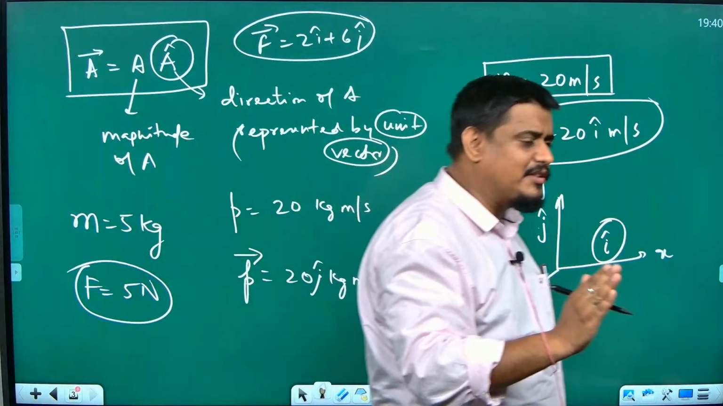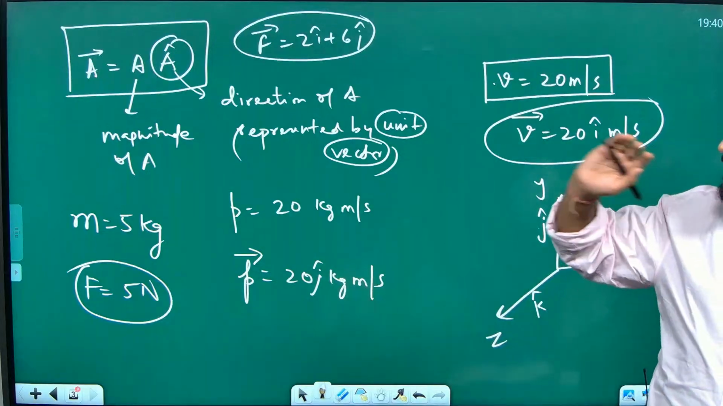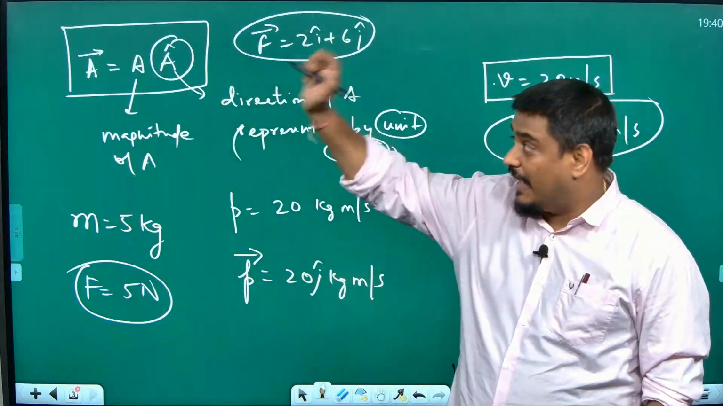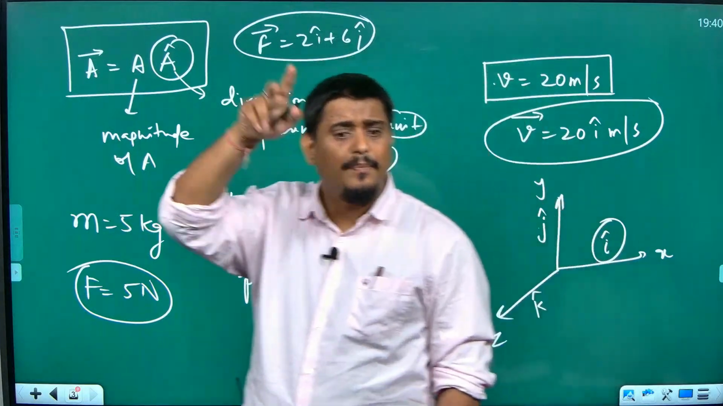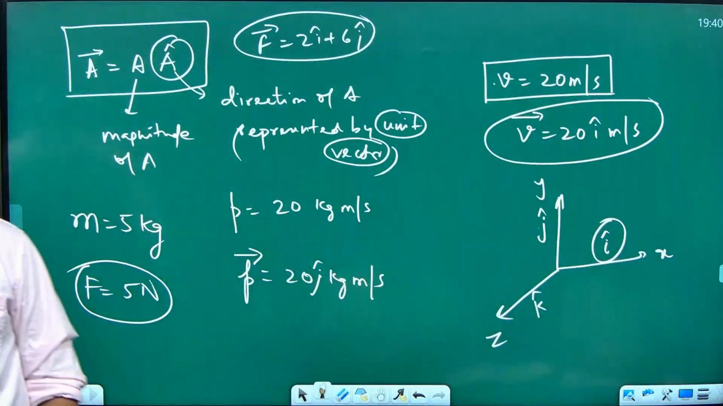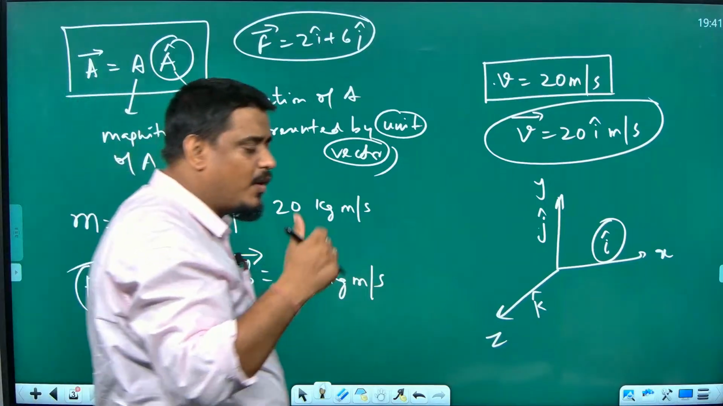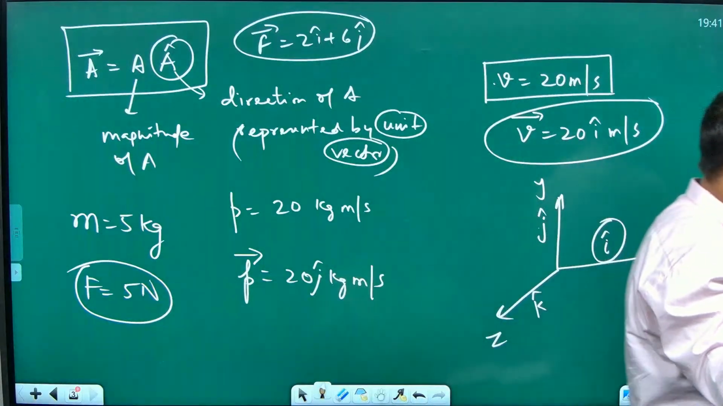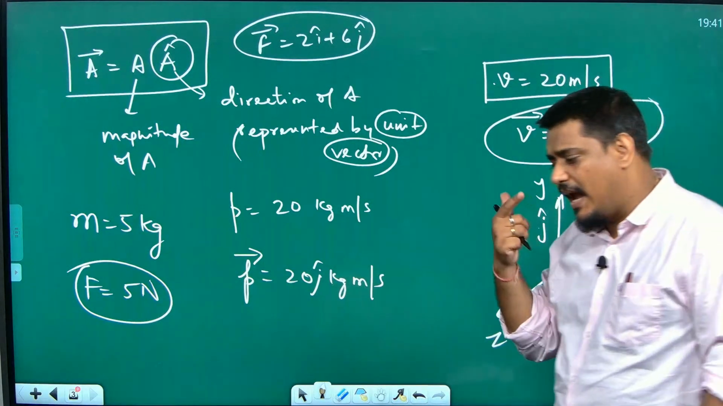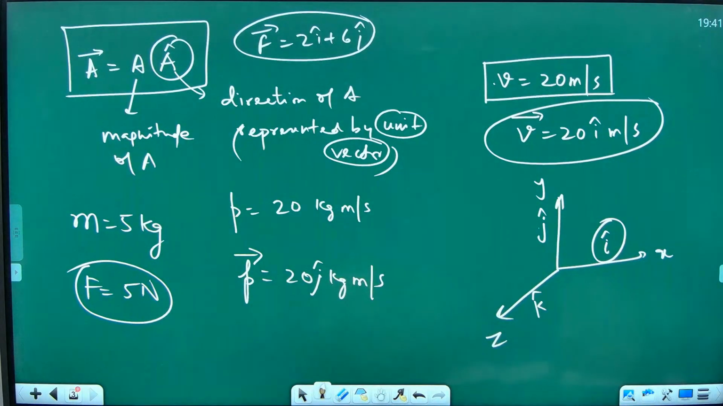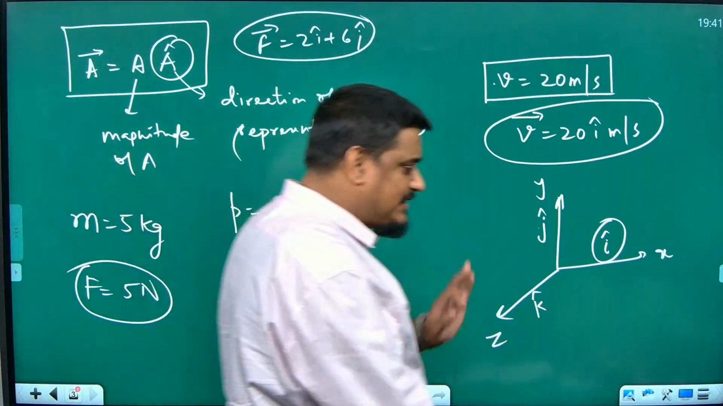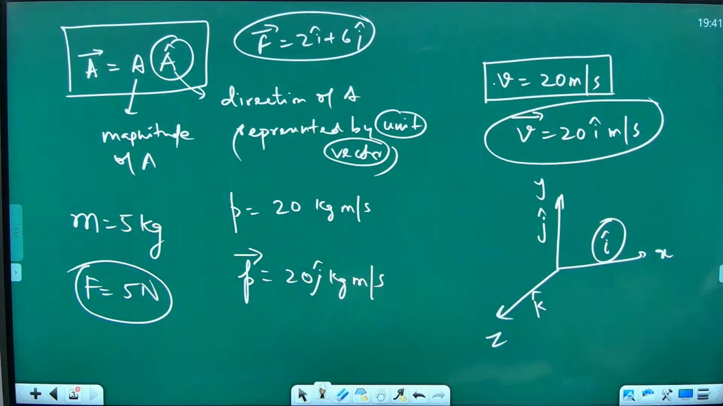So vector quantities are those quantities which are represented by arrow over it, and that means its magnitude and direction. Direction is always given by unit vector i cap, j cap or k cap, where i cap represents x direction, j cap represents y direction, and k cap represents z direction. Very basic thing I have told you. Whatever you want to write, you can write from the board now. Whatever you feel is important for you, write from the board.